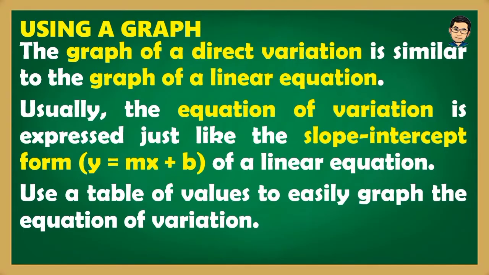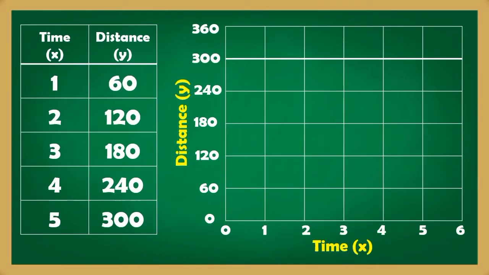Use the table of values to easily graph the equation of a variation. So, kapag meron tayong table of values at na-verify naman natin na direct variation yon, it would be easy for us to graph the equation of variation. Like for example, ayun yung ating table of values kanina, yung time natin, yung x, distance, yung y. So, dito sa graph natin, makikita natin sa vertical axis natin is yung distance y. Yung 0, 60, 120, 180 up to 360. And then sa horizontal axis naman, yung time x, yung time 0, 1, 2 up to 6.